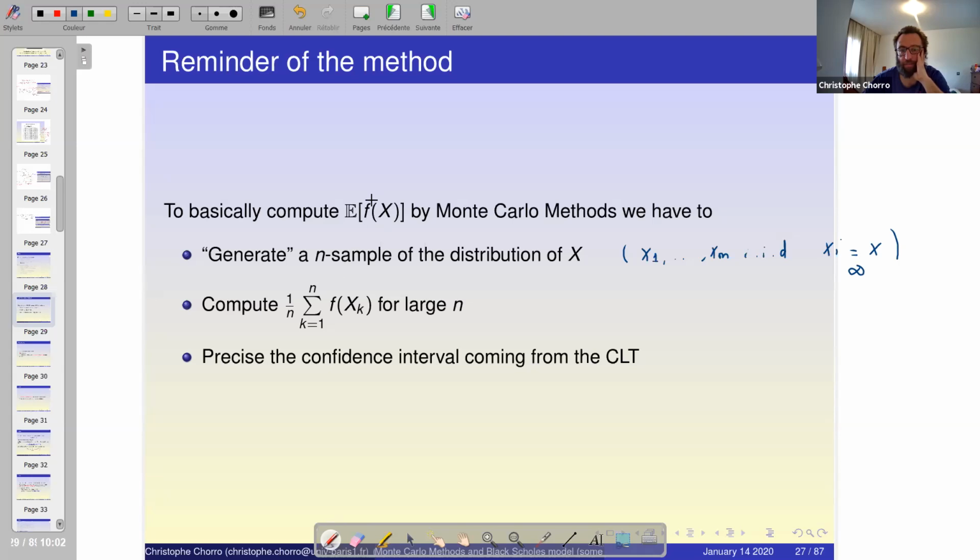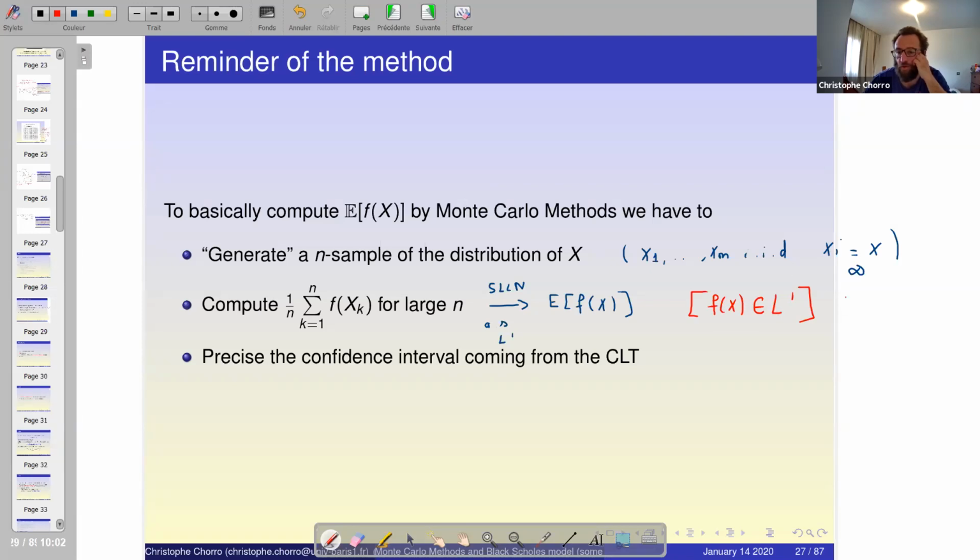And I know that from the strong law of large numbers, this approximation will converge almost surely and in L1 toward the expectation of f of X. And the only condition that I need to impose in order to have this is that f of X belongs to L1. And what is nice here is that you have an integrability condition on f. The condition is f(X) belongs to L1.